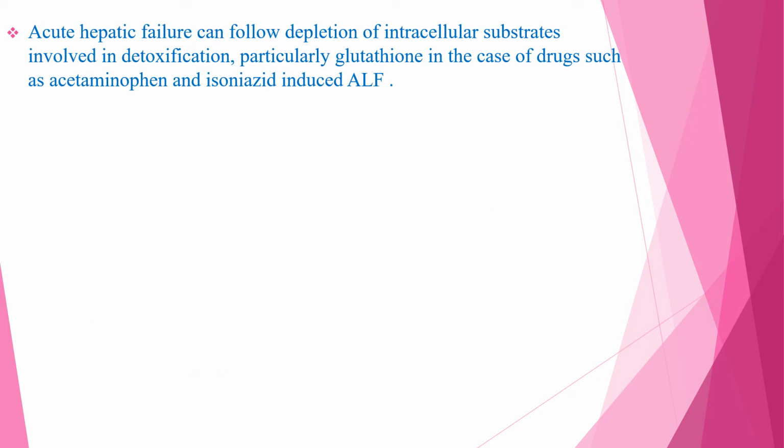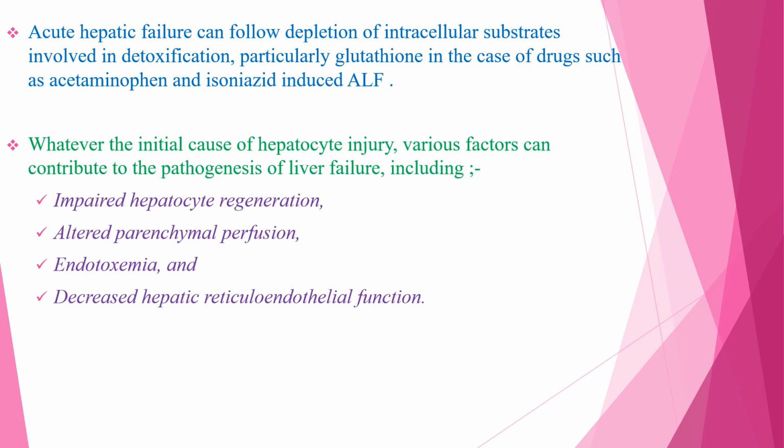Acute hepatic failure can follow depletion of intracellular substrates involved in detoxification, particularly glutathione in the case of drugs such as acetaminophen and isoniazid-induced acute liver failure. Whatever the initial cause of hepatocyte injury, various factors can contribute to the pathogenesis of liver failure. This includes impaired hepatocyte regeneration, altered parenchymal perfusion, endotoxemia, and decreased hepatic reticuloendothelial function.